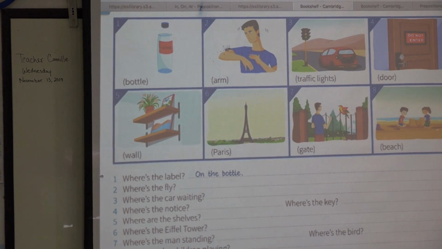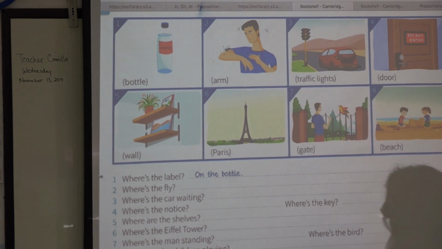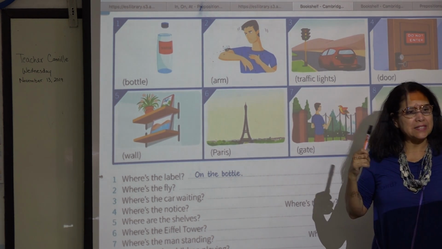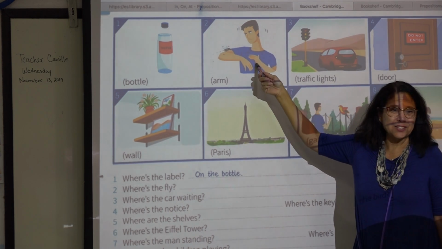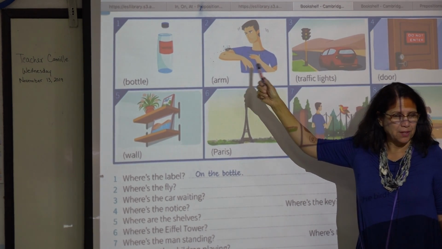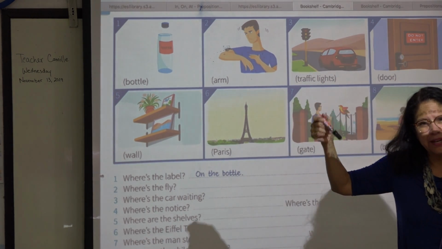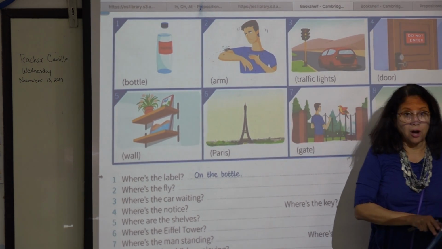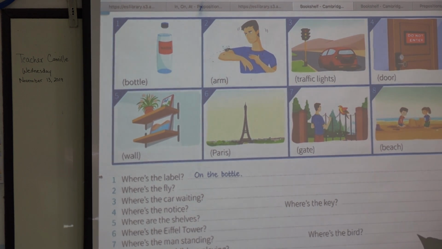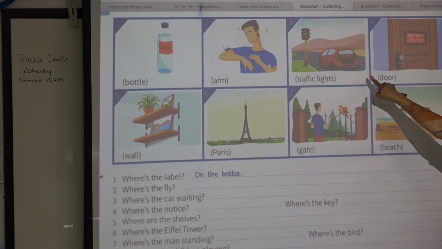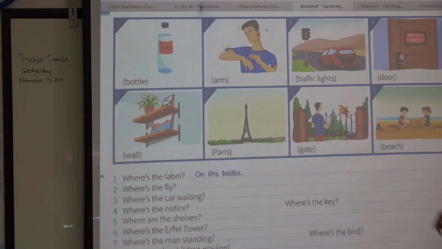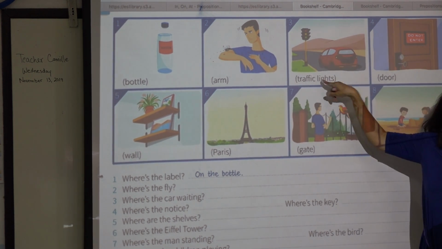Okay, now in English, you could say on the arm, but we don't. We say whose arm? On his arm, or on the man's arm. Okay? So in English, we always say who it is, because we can see in this picture it's on his arm, all right? On his arm. Number three, where is the car waiting? Yes, very good. At the traffic lights. At, because he's right there.